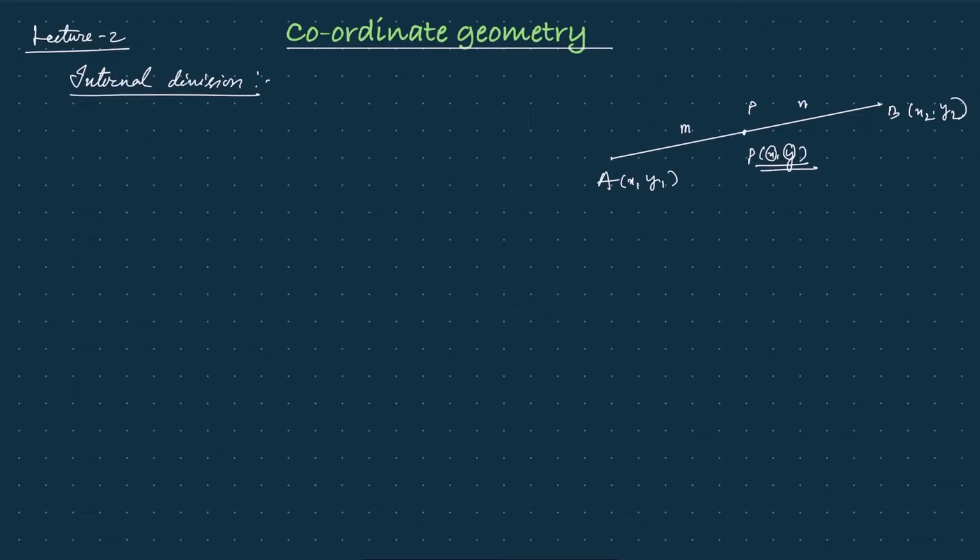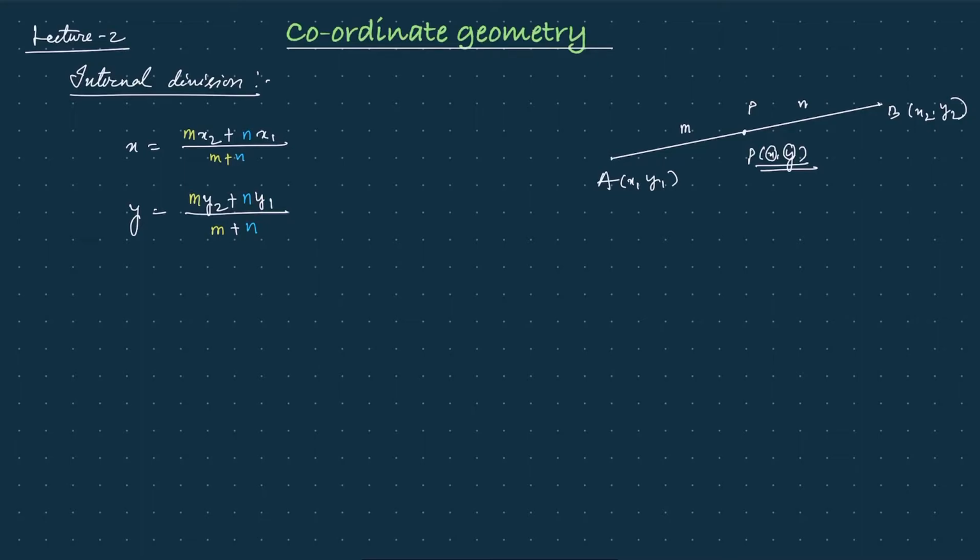So the formula is x will be equal to (m x2 plus n x1) divided by (m plus n). And y will be equal to again (m y2 plus n y1) divided by (m plus n). This is the formula to find x and y. This is the internal division formula.